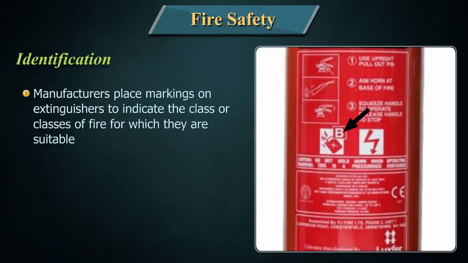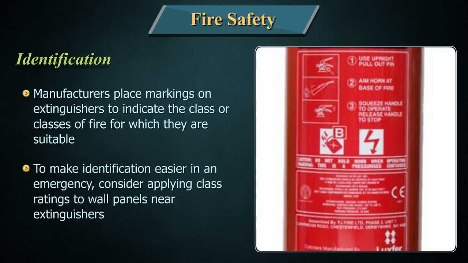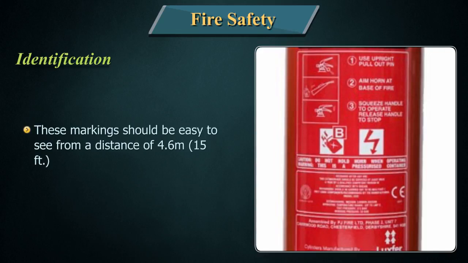Identification. Manufacturers place markings on extinguishers to indicate the class or classes of fire for which they are suitable. To make identification easier in an emergency, consider applying class ratings to wall panels near extinguishers. These markings should be easy to see from a distance of 4.6 meters, that is 15 feet.